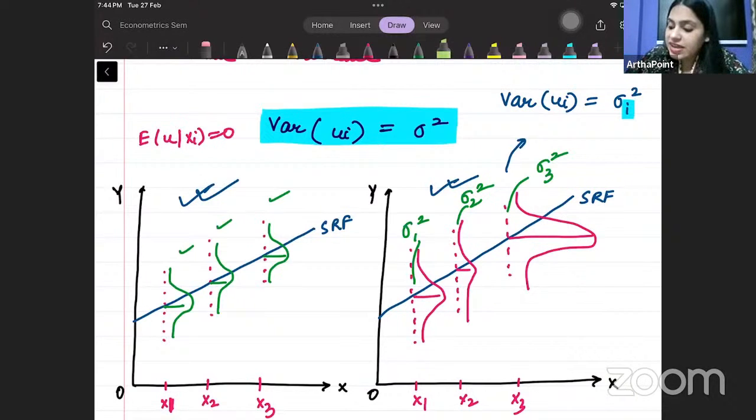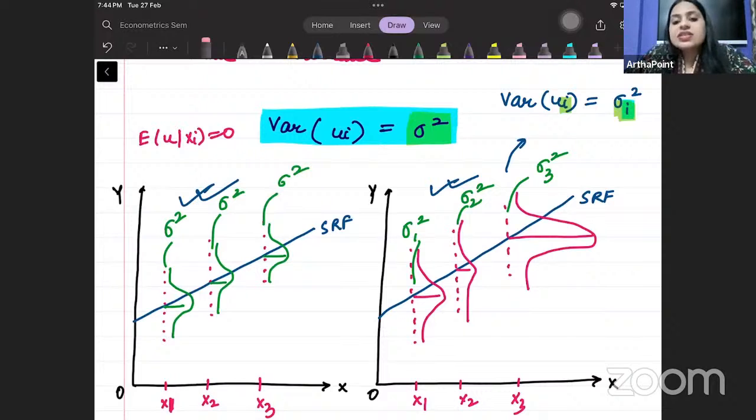So if it varies with the value of i, then I can say that this is heteroscedastic. And if there is no i, no subscript at all, it means this variance is also sigma square, this variance is also sigma square, this variance is also sigma square. So if the variance is the same, I can say that it is going to be a homoscedastic data set.